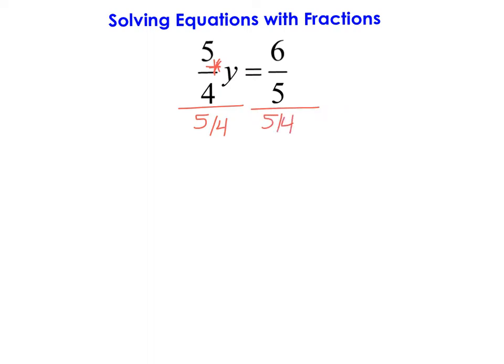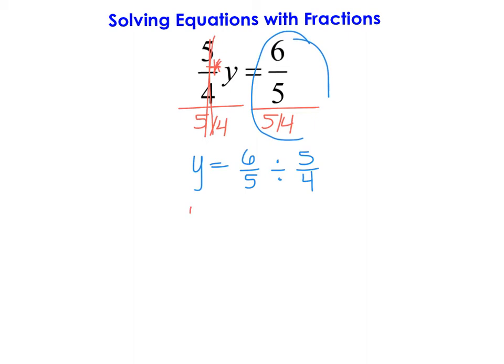Now, I don't know about you, but while this one cancels out and it's all fine and dandy and I have y equals, this side to me looks pretty confusing. So I'm going to rewrite that, and I'm going to write I have 6/5 and I am dividing it by 5/4. And just by writing it this way, I feel like I have a much better idea of how we're going to divide these fractions.